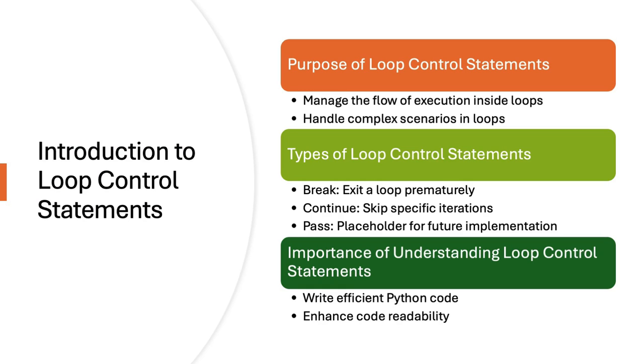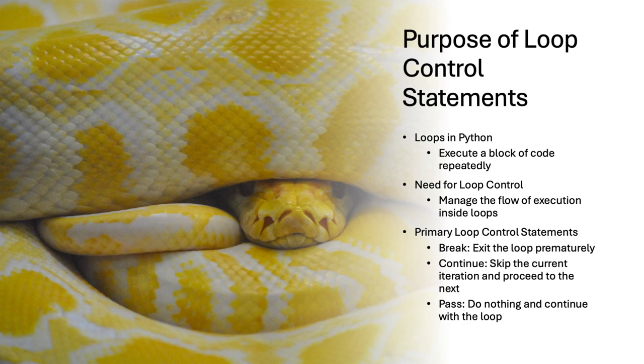Loop control statements in Python, such as break, continue, and pass, help manage loop execution. They handle complex scenarios, improve code efficiency, and readability. Loops in Python allow repeated execution of code. Loop control statements like break, continue, and pass help manage execution flow within loops.